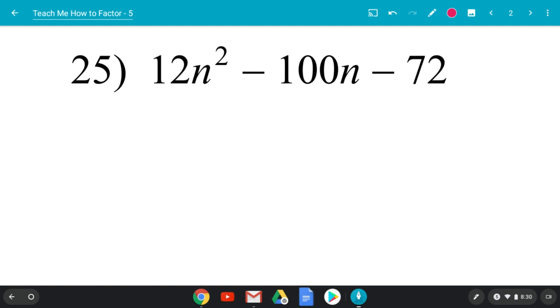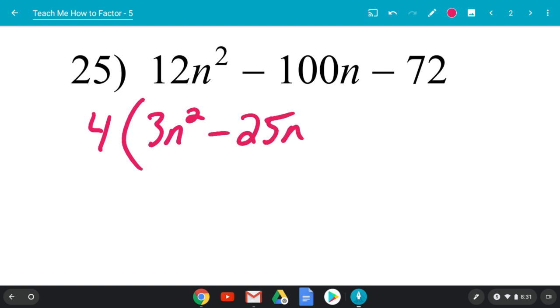First question. What's the first question, Mr. Crank? Is there a GCF? Is there? No. He says no. How many people disagree with him? Good, a lot of you. What is the GCF, Mr. Mendoza? 4. 4 goes into 12 3 times, so that's 3n squared. 4 goes into 100 25 times, and 4 goes into 72 18 times. Okay?